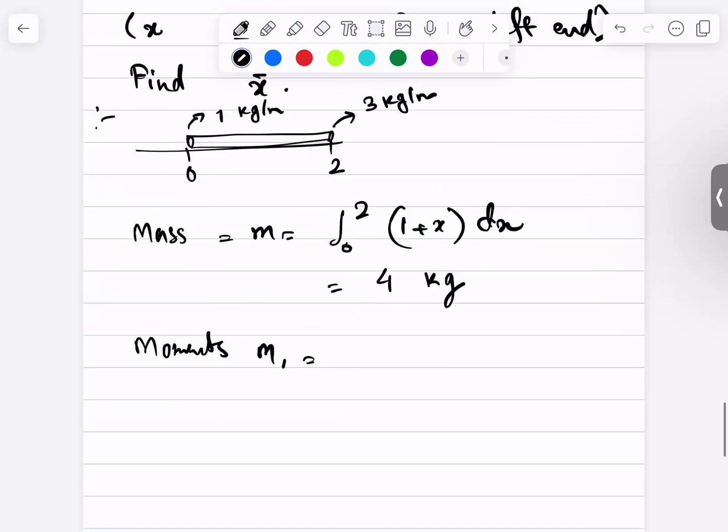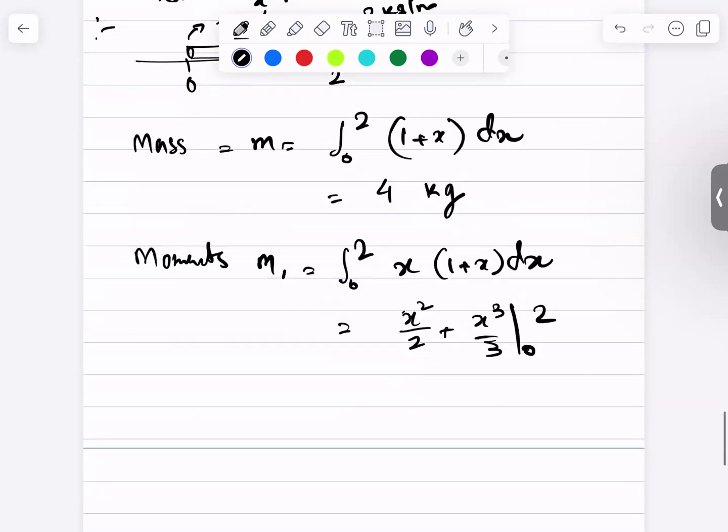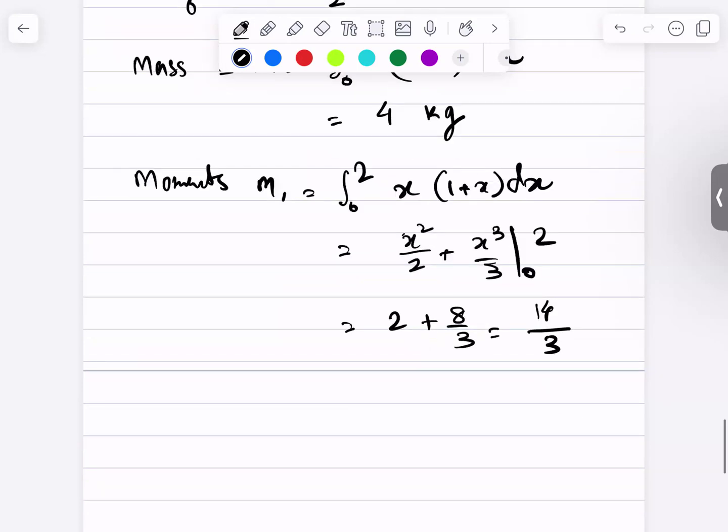And moments, m1 will be the integral from 0 to 2 of x times 1 plus x dx. This is also easy to calculate. The answer will be, I guess, 14 over 3. It will be x squared over 2 plus x cubed over 3, from 0 to 2, which is 2 plus 8 over 3, 14 over 3.